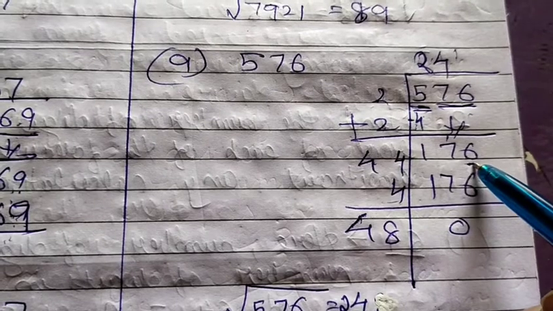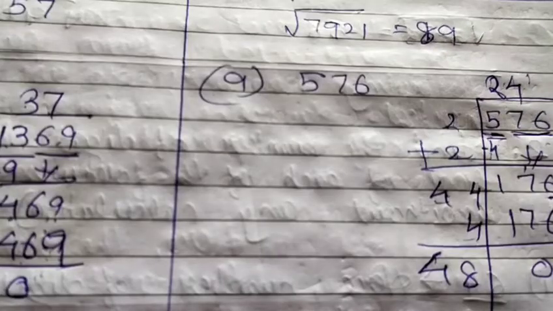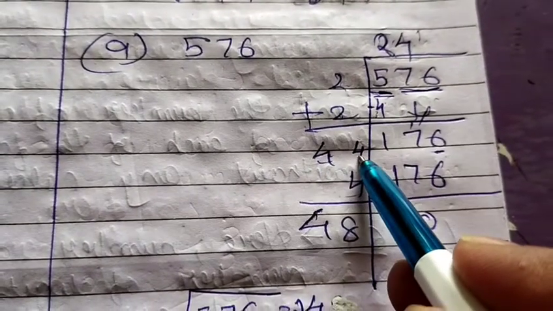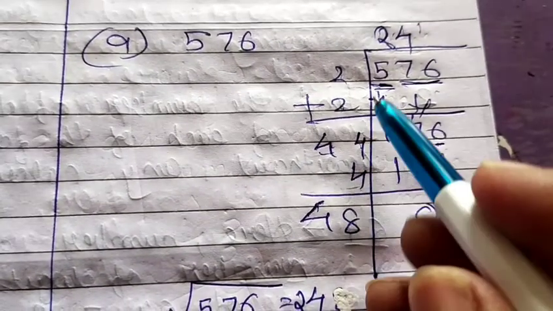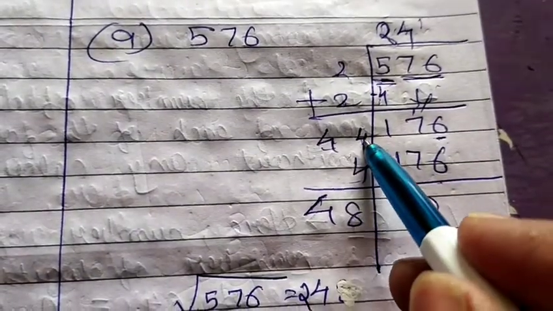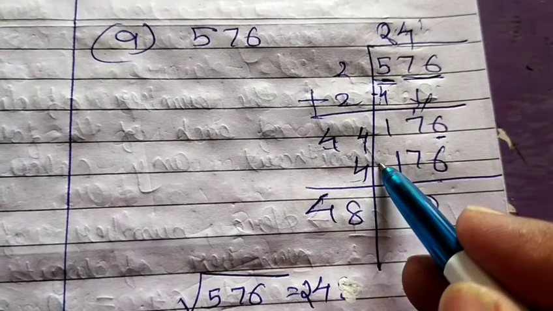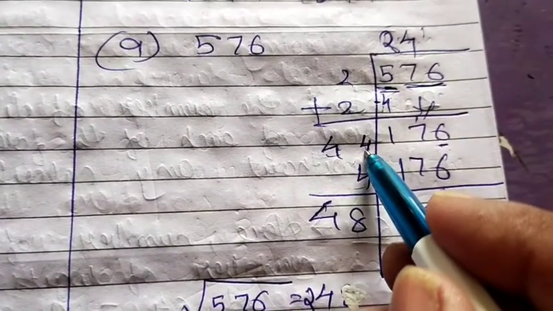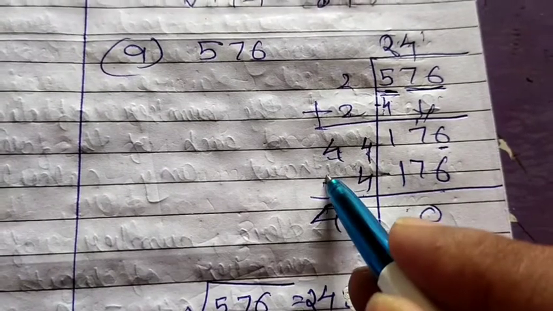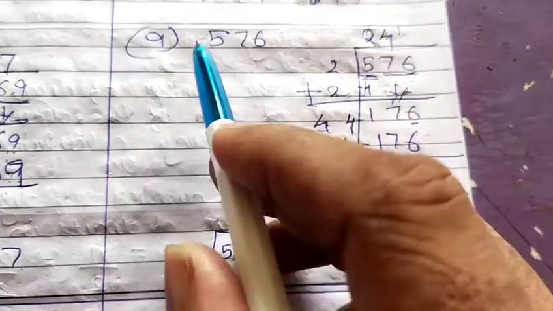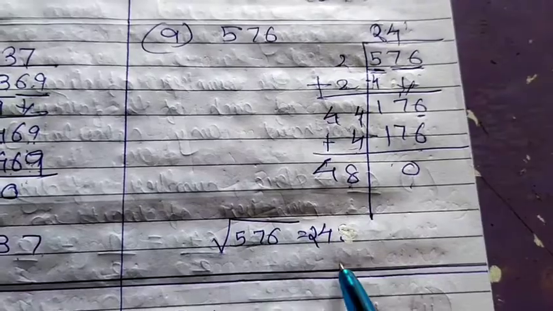Now here the unit place is 6. So with what number 4? Now dear student, here I had taken 4 over here, as we all know 4 sixes are 24, so 44 multiplied by 4 will give 176. So when you subtract 176 minus 176, you will get remainder 0. Now whatever number you had taken over here, the same value you have to add, so it will become 48. This is of no use. That means we can say that the root of 576 is 24.